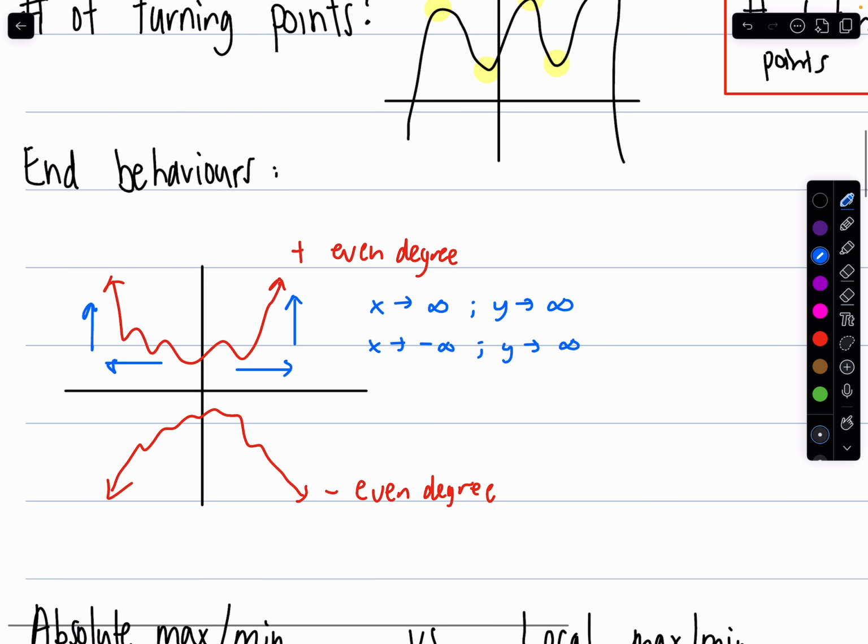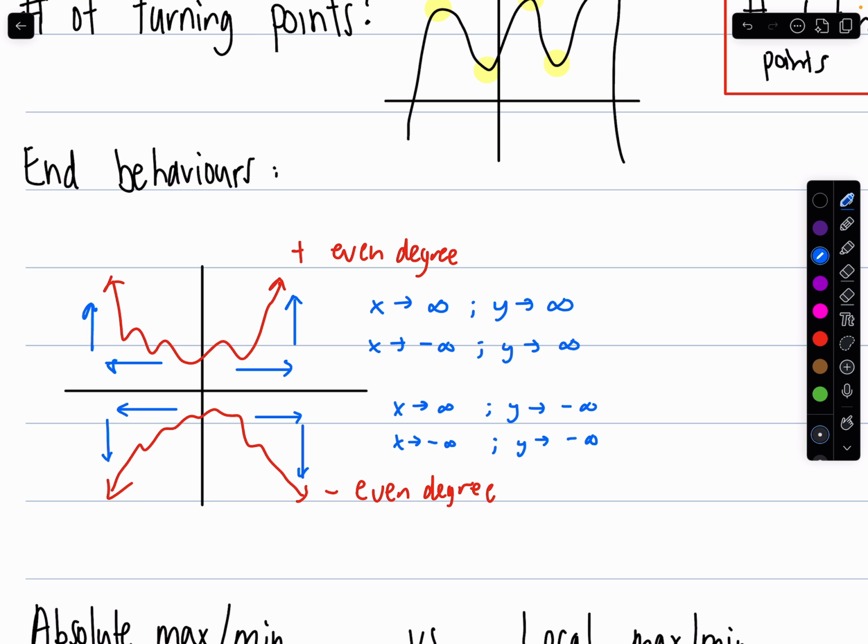But what about a negative even degree? It's a little bit different. As x approaches infinity, y approaches negative infinity. And as x approaches negative infinity, y approaches negative infinity. So these are the end behaviors, the behaviors around the ends, right?